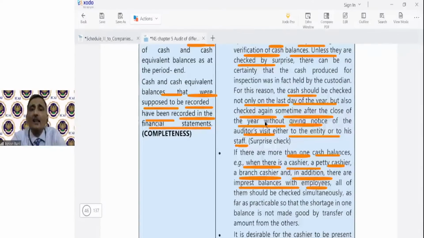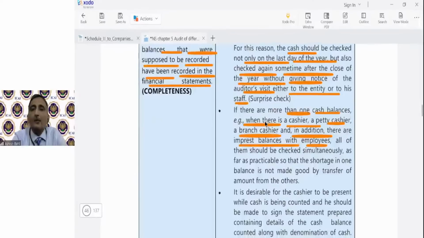And why is this simultaneous verification required? Because of the reason that a shortage in one balance should not be made good by transfer of amount from others. So that one head cannot be adjusted against another head to cover its shortage, this procedure is required to remove that possibility.